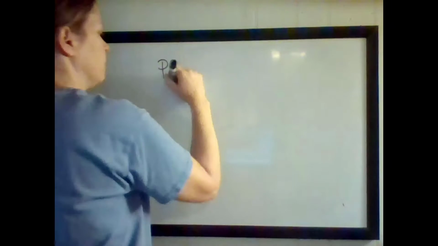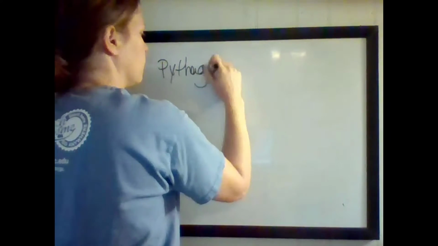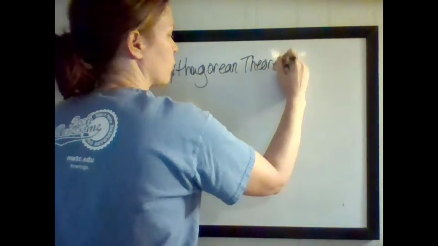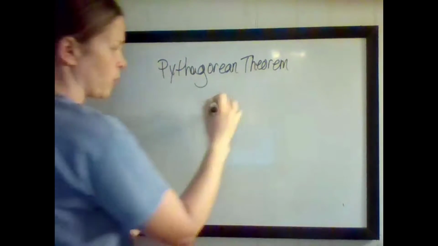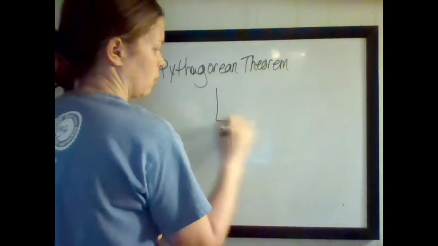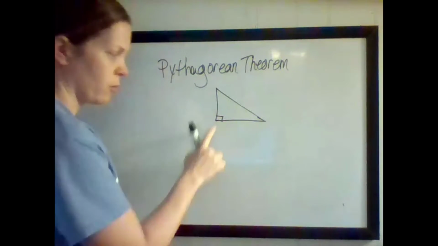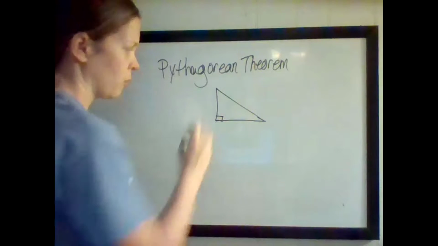Pythagorean theorem. This relates three sides of a right triangle. So we have to have a right triangle. When I say right triangle, that means that this is 90 degrees right here. We use a little box to denote that's 90 degrees.